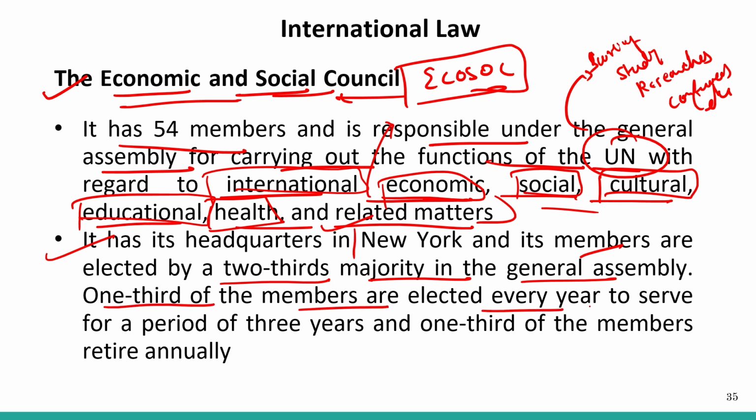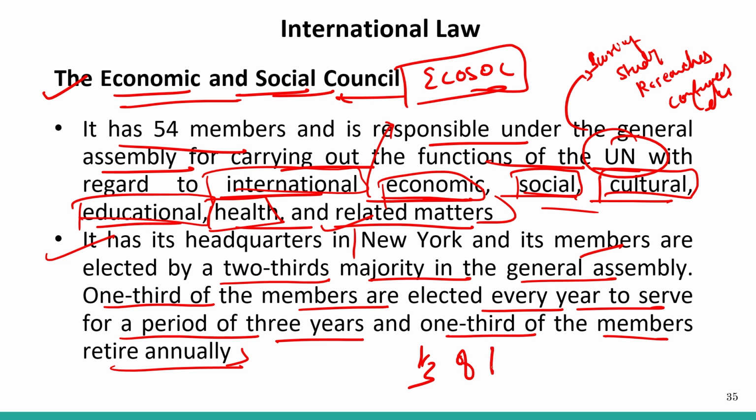1/3 of the members are elected every year to serve for a period of 3 years, and 1/3 of the members retire annually. So you understood that 1/3 of the members will be elected every year and they will retire after completion of their tenure of 3 years, and then 1/3 of the members will retire annually. So the remaining 1/3, if you talk about 1/3, of the whole of 1.